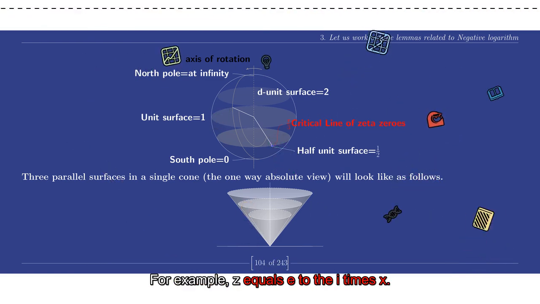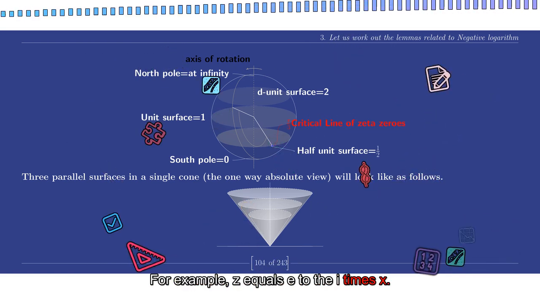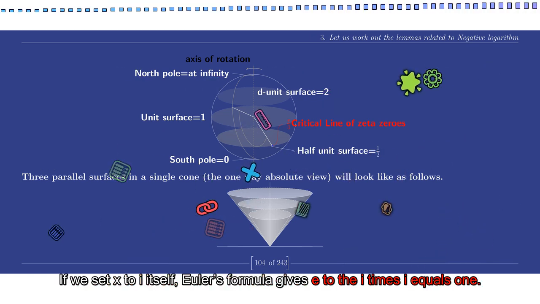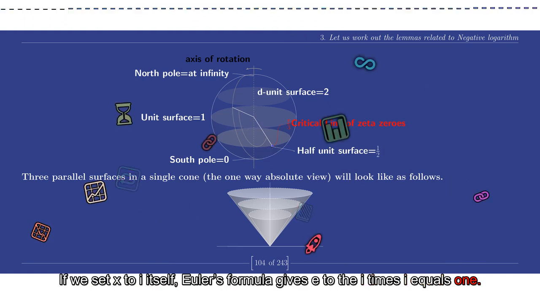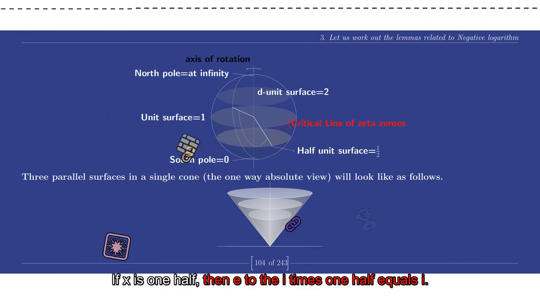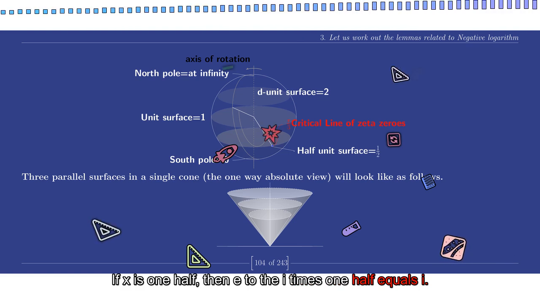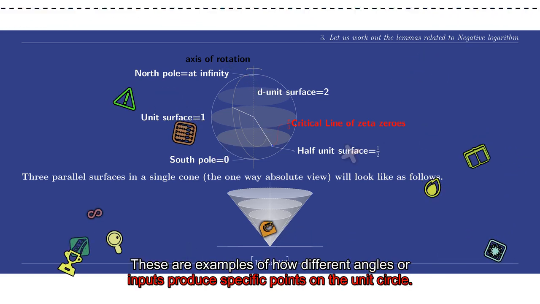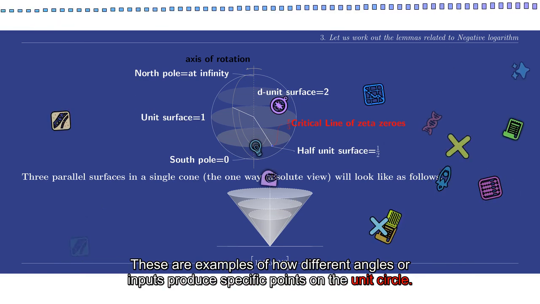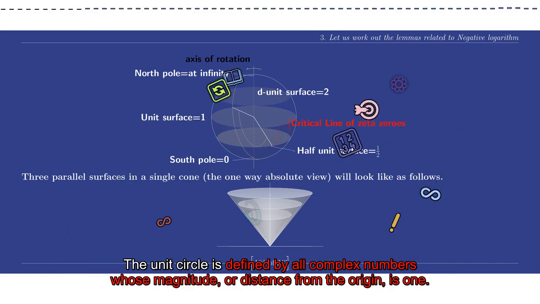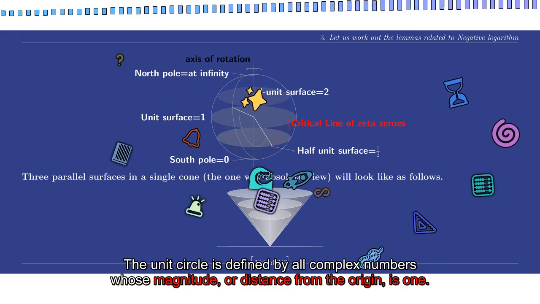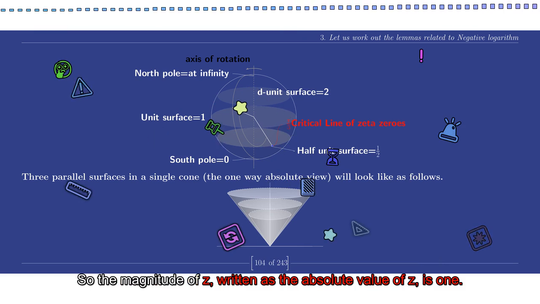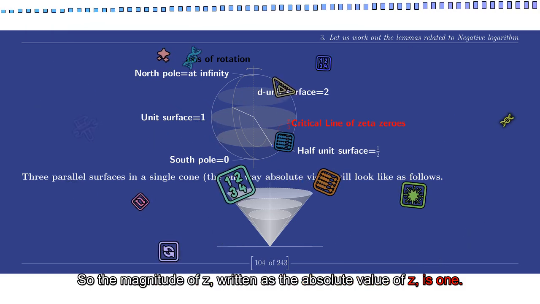For example, z equals e to the I times x. If we set x to I itself, Euler's formula gives e to the I times I equals 1. If x is 1/2, then e to the I times 1/2 equals I. These are examples of how different angles or inputs produce specific points on the unit circle. The unit circle is defined by all complex numbers whose magnitude or distance from the origin is 1. So the magnitude of z, written as the absolute value of z, is 1.